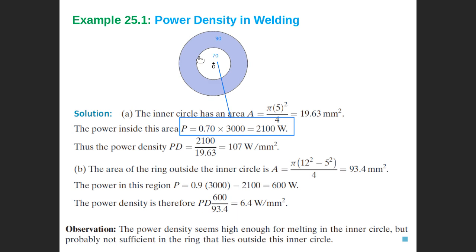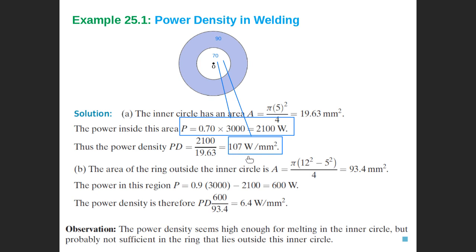Right. Then the power density transmitted in 5 millimeter is equal to 2100, which is 70% of the power, divided by the area, which is the 5 millimeter diameter area. Then you get the power density. This is the first question: the power density transmitted in the 5 millimeter area.